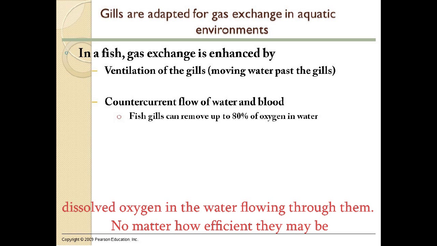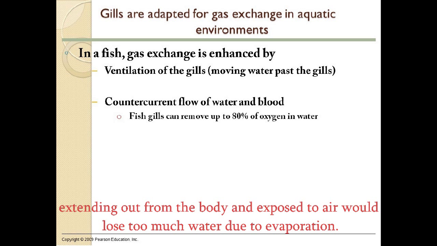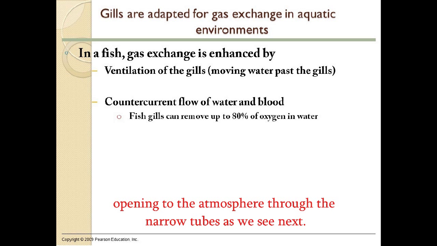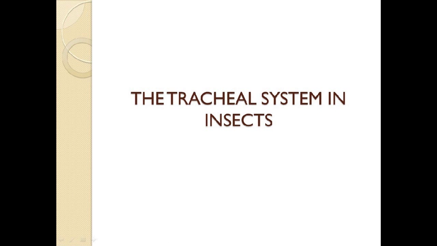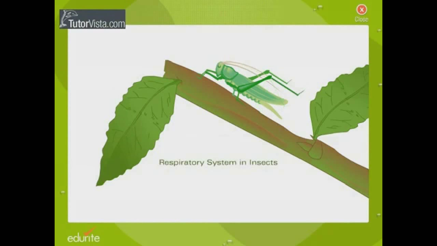No matter how efficient they may be, gills are unsuitable for an animal living on land. An expansive surface of wet membrane extending out from the body and exposed to air would lose too much water to evaporation. Therefore, most terrestrial animals house their respiratory surfaces within the body, opening to the atmosphere through narrow tubes as we see next. Let us now watch a video clip on the tracheal system of insects.